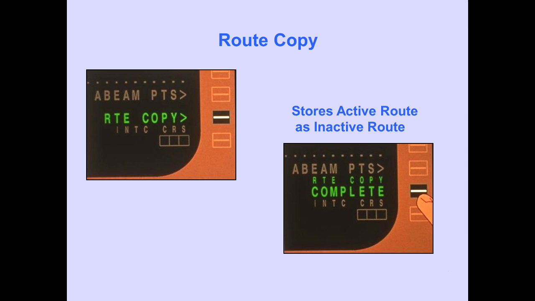Pushing the route copy line select key stores the active route as the inactive route, and complete is displayed when the FMC has completed the task. The inactive route is the route not currently active.